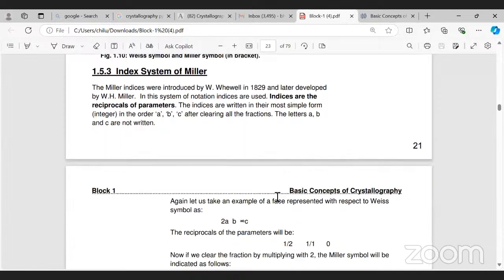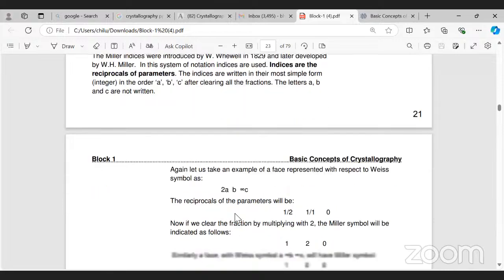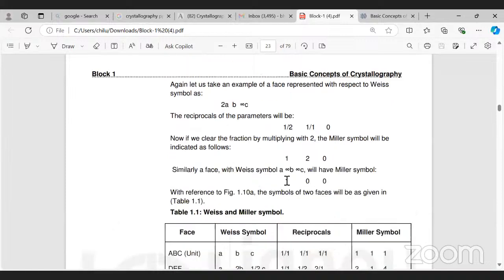So here the index system of Miller indices was introduced by W. Whewell in 1829 and later by W. H. Miller. In this system of notation, indices are used. The indices are the reciprocals of the parameters. So we will write the indices in the order of A, B, C. The letters are indicating A, B, C.